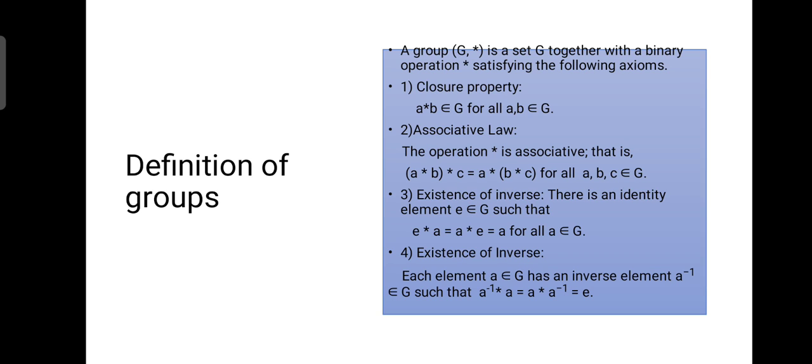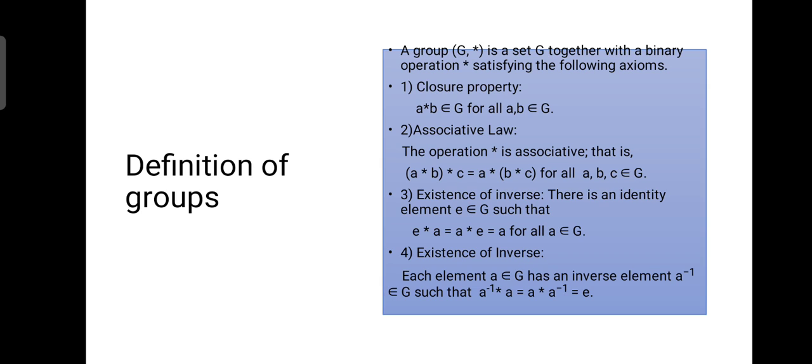Second property is associative property, or we can say associative law. The operation star is associative, that is (A star B) star C should be equal to A star (B star C) for all A, B, C belonging to G. Basically, we show that the order in which we combine the elements doesn't matter. In whichever order we combine the elements, the resultant is the same, then we say it satisfies the associative property.